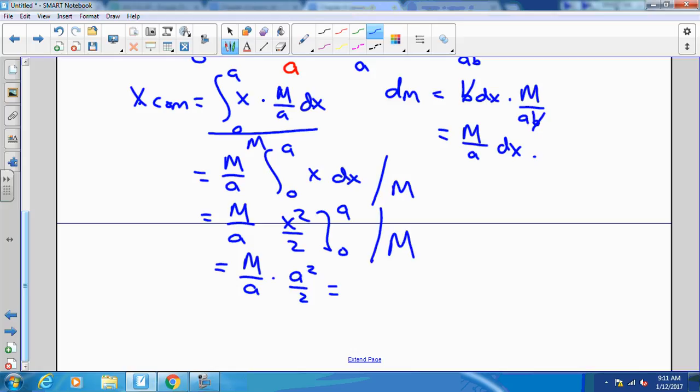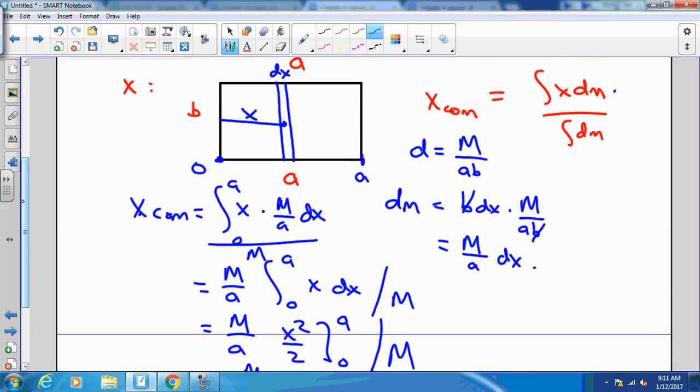There we go. I forgot to divide by the total mass. Which is equal to a over 2 when the dust settles. So, unsurprisingly, the center of mass in the x direction is in the middle of the rectangle.